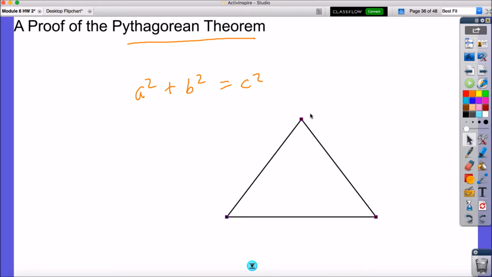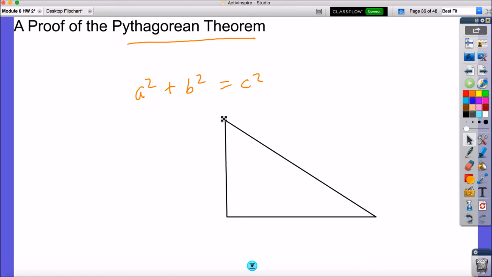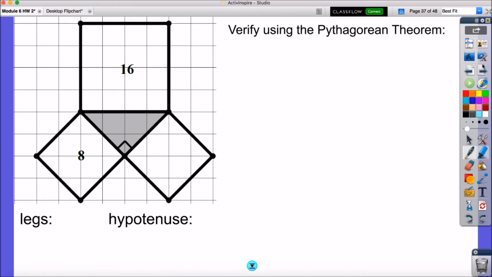So if I transform this into a right triangle really quickly, a right triangle has 90 degrees. Your legs are A or B, it doesn't really matter, they can flip-flop, but your hypotenuse, the largest side, the side across from the 90-degree angle, is always going to be your C. Okay, so let's go ahead and jump here.